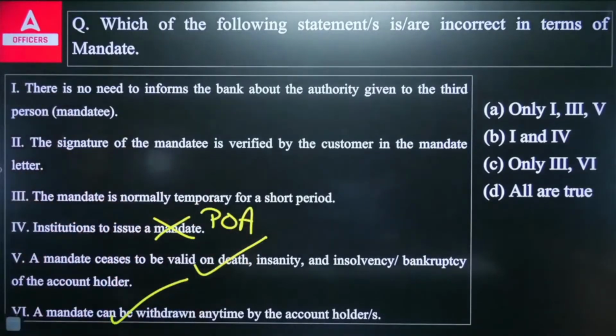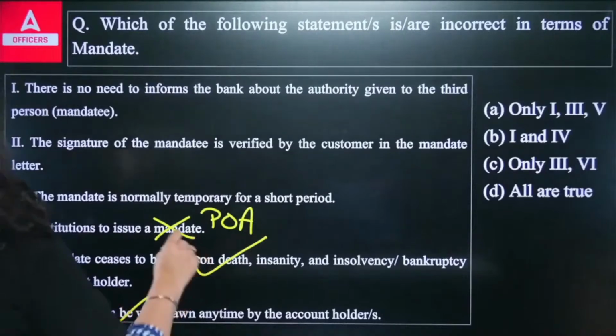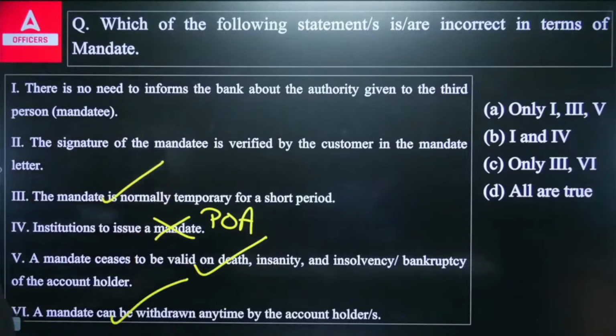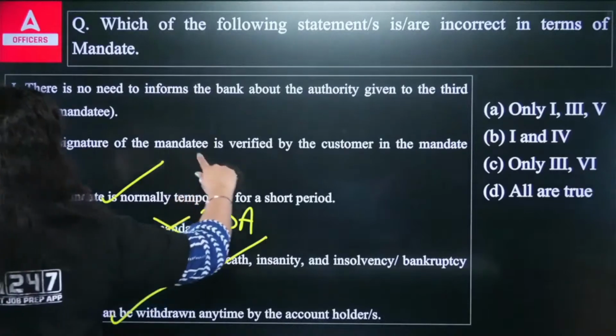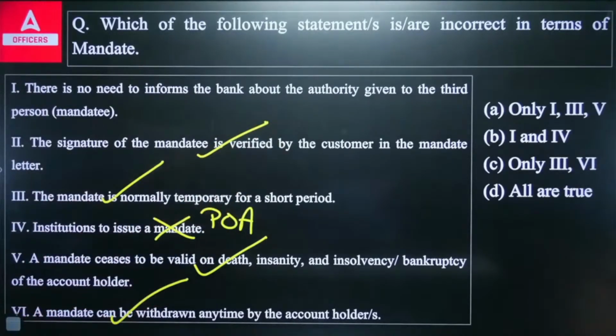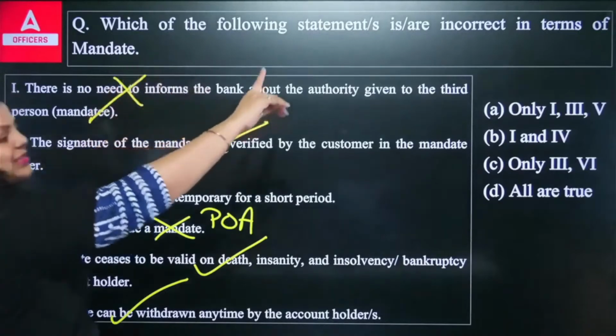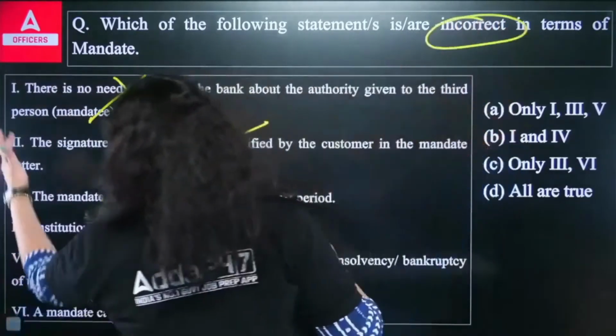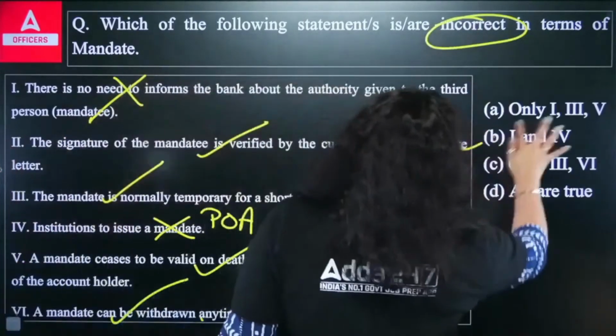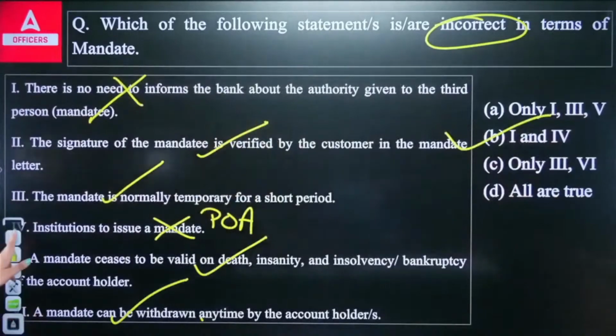The third is saying the mandate is normally temporary for a short period. This is correct. Mandate is temporary for a short period. Then the signature of the mandate is verified by the customer in the mandate letter. That is also true. Then first is saying that there is no need to inform the bank about the authority given to the third person. But the right thing is the customer informs the bank about the authority given to the third person. It has to be done. So the first one is also not right. The question is asking which statement is incorrect about mandate. So the first and the fourth statements are incorrect. So the right answer will be B option, because first and fourth are incorrect.